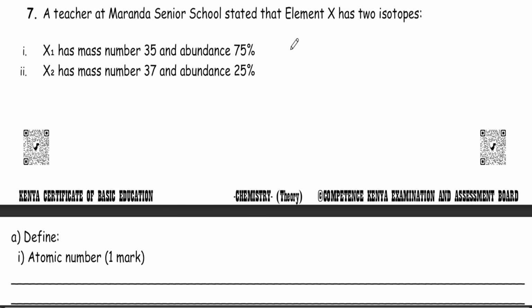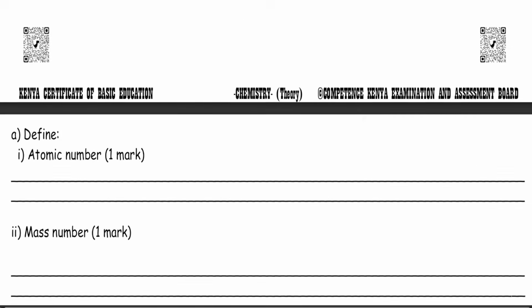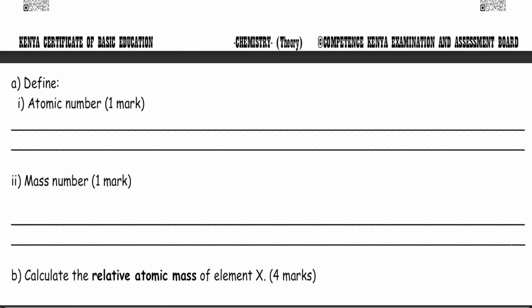Okay, question 7. A teacher at Miranda Senior School stated that element X has two isotopes. X1 has a mass number 35 and an abundance 75%. X2 has mass number 37 and abundance 25%. Define: Roman 1, atomic number; Roman 2, mass number.